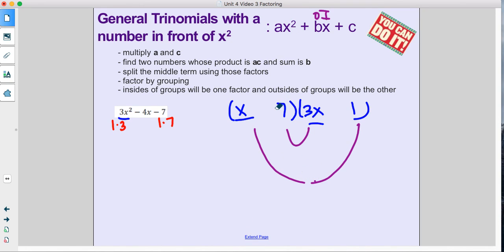So I erase. And I had 7 here and 1, so now I'm going to swap them around. I'm going to try 1 and 7. This, when I multiply, gives you 3x. When I multiply this, I get 7x. With 3x and 7x being added or subtracted in any way, can I get to -4x? Yes, if this is negative. So that means that when I multiply here, this has to be negative, this has to be positive. So my answer is x plus 1, 3x minus 7.